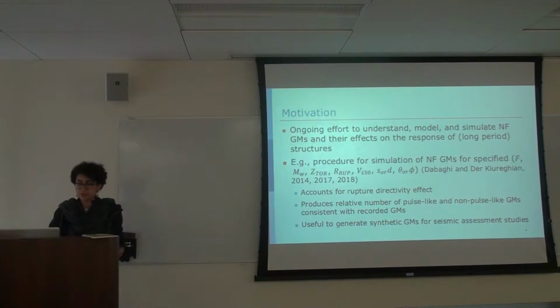These efforts include a procedure for simulation of near-fault ground motions that I developed under the supervision of Armen as part of my PhD. And the input required is the type of the fault, the magnitude, the distance to the fault rupture, the VS30 of the site, as well as the directivity parameters, S or D and theta or phi, depending on the type of faulting. The model accounts for the directivity effect. It produces a relative number of pulse-like and non-pulse-like ground motions consistent with recorded motions. And it's useful to generate synthetic ground motions for seismic assessment studies, for example.